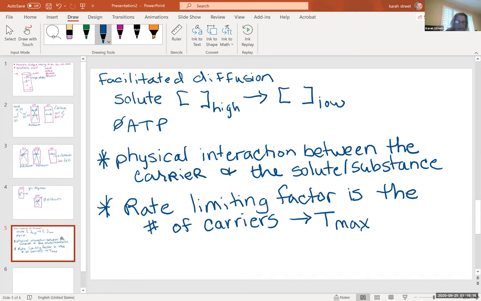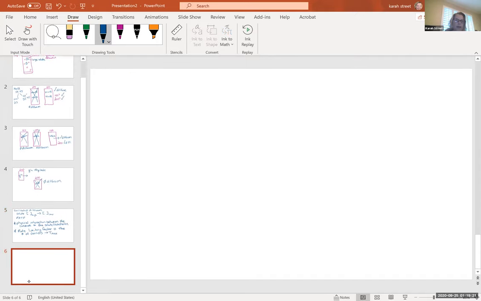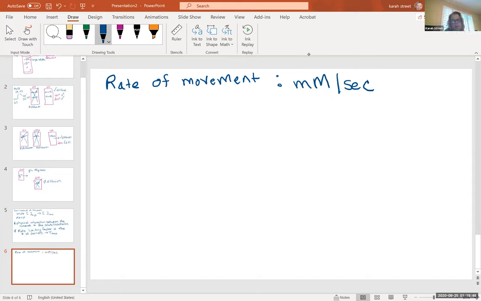So let's go through activity two and explore this idea of rate limiting factor. Notice in chart number two that you were looking at a rate of movement. And the rate of movement was in millimoles per second.